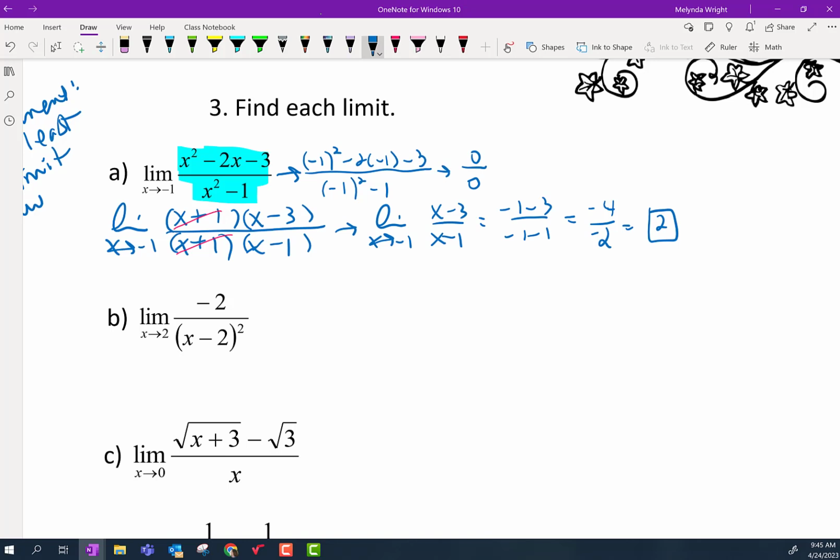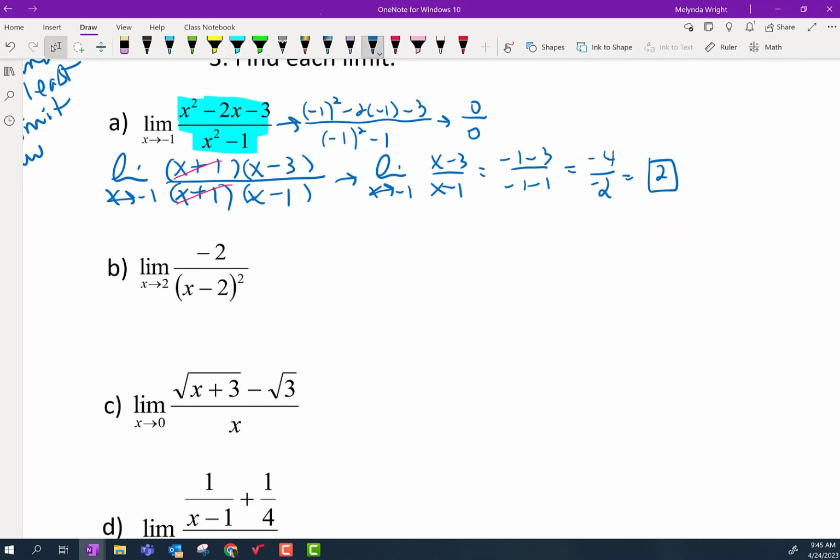All right, let's look at the second example. Okay, so we're going to do what we do, which is plug A in. This gives me negative 2 over 2 minus 2 squared, and that's negative 2 over 0. Okay, this is type 3. What do we know for sure about this function? There's a vertical asymptote where? At 2. We know there's a vertical asymptote at 2.